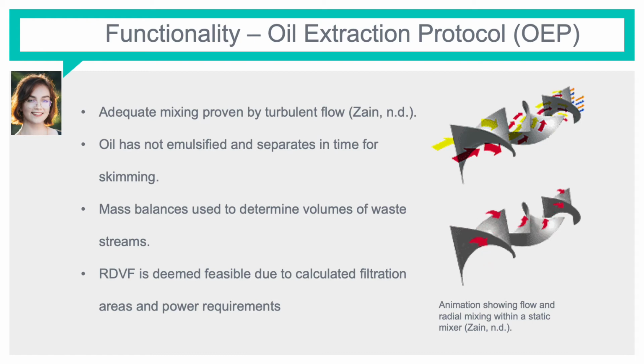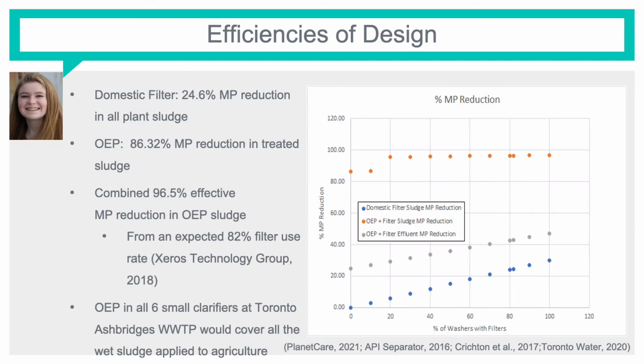Mass balances were used to determine volumes of waste streams for subsequent processes, such as the rotary drum vacuum filtration, which is also deemed feasible due to the calculated filtration area and power requirements. These requirements are comparable to other industrial rotary drum vacuum filters. The domestic filter is 90% effective and treats 33.3% of the microplastics that enter the plant, causing a 24.6% reduction in the microplastic for all of the sludge.